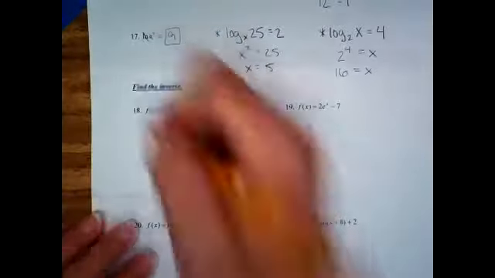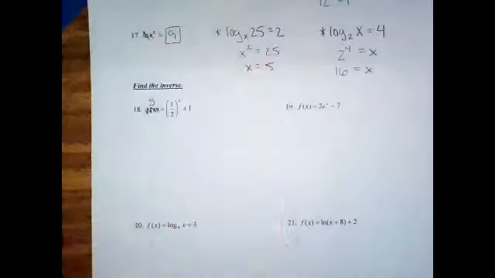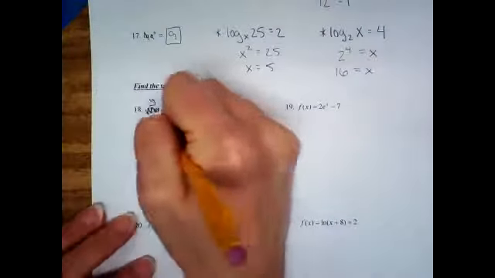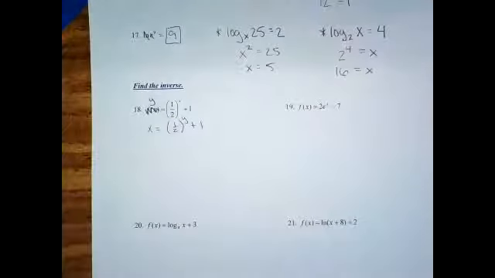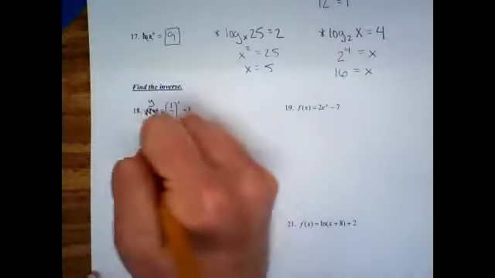Switch x and y, perfect. So scribble out f of x, call it y. We're going to switch x and y. So this will be x equals (1/2) to the y power plus 1. And now your goal is to get y by itself. So what are we going to do to both sides to start solving that? Subtract 1.